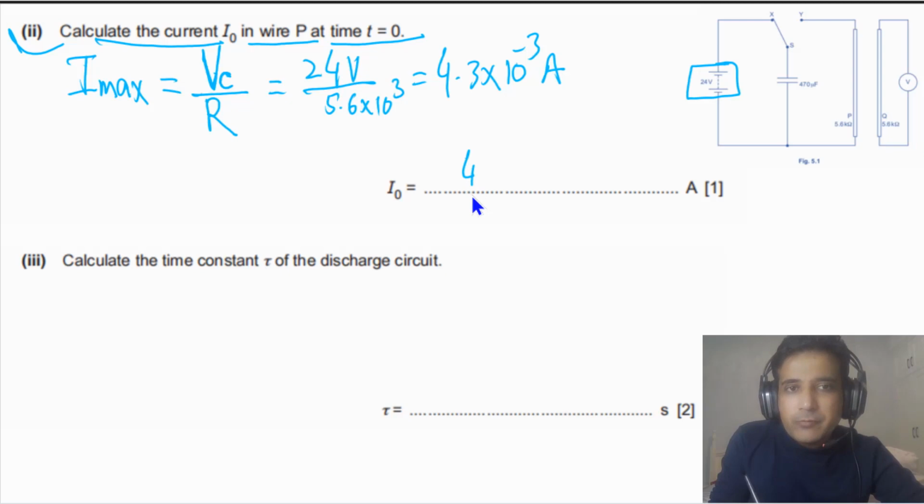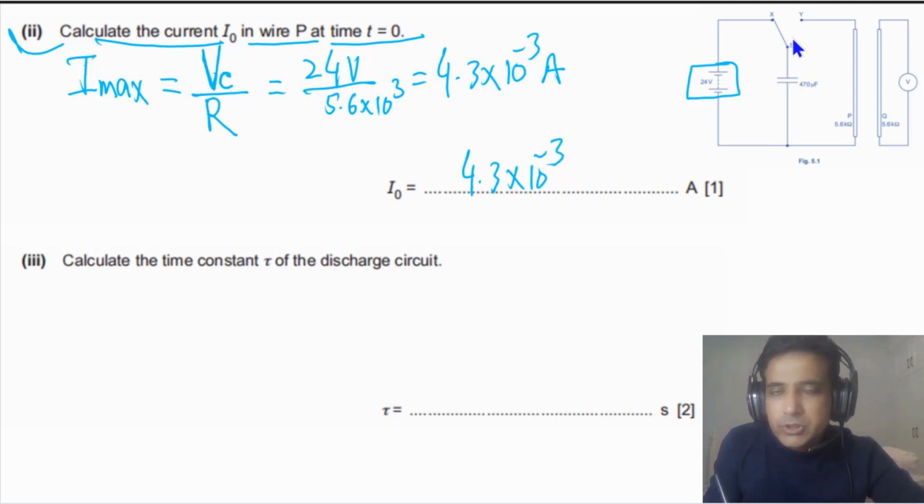And current will then decrease with time, from 4.3 times 10 to the minus 3. This point is very important because initially, when we move this switch from X to Y, the potential difference across the capacitor is equal to the potential difference across the terminals of the power supply. Across the power supply means this is equal to the EMF of the power supply. So this is how you can answer.